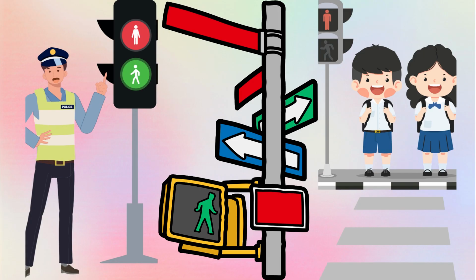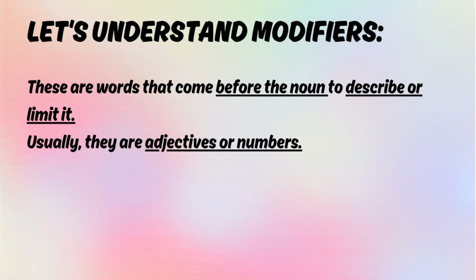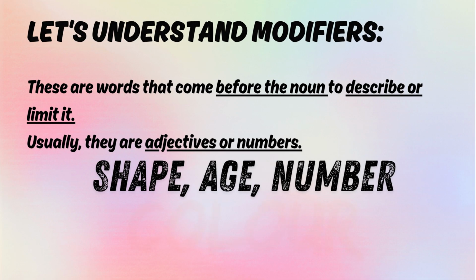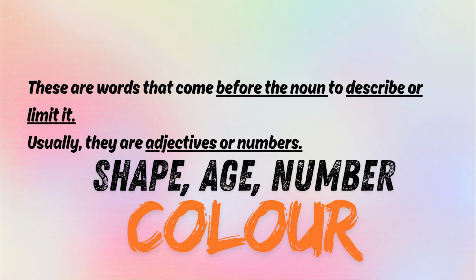Alright, so after the determiner, we meet the modifiers. These are the words that come before the noun and give it shape, age, number, and color. In other words, they make the noun more specific and visual. They help us imagine it. Let me show you what I mean.